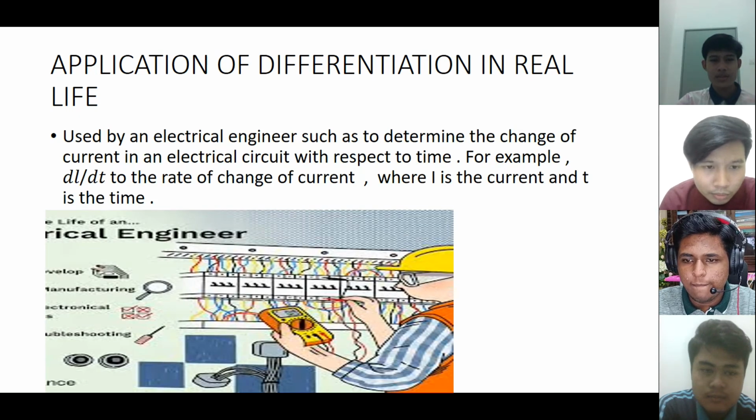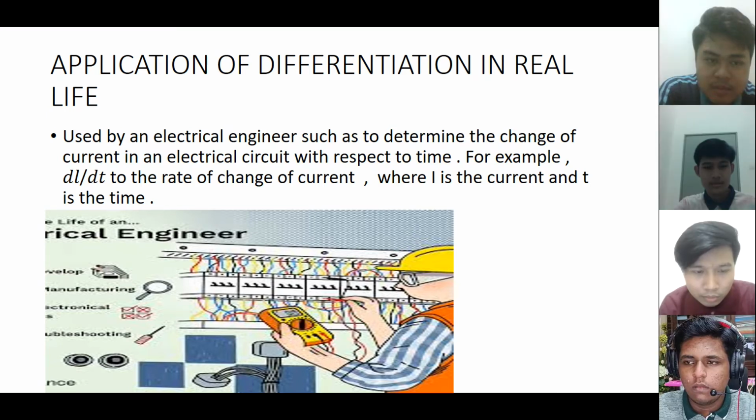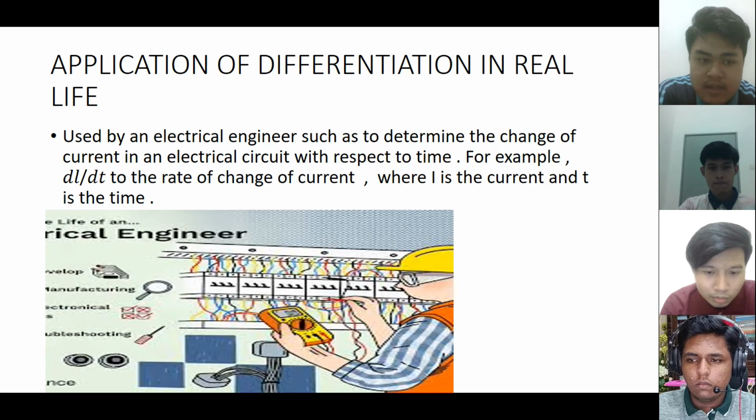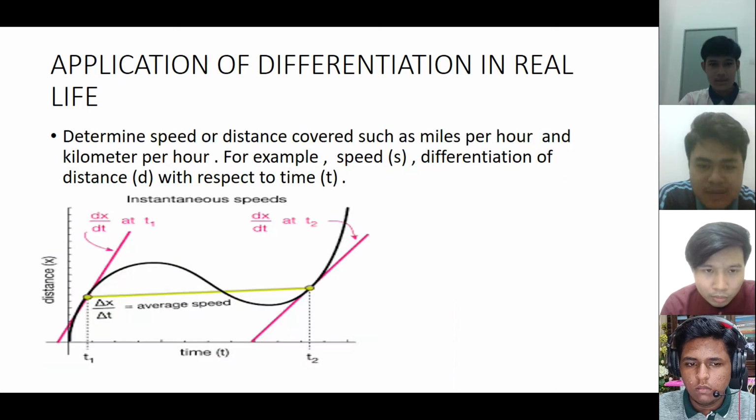Okay, Fauzan, can you tell me what other applications of differentiation in real life there are? So another example for application of differentiation in real life is used by an electrical engineer, such as to determine the change of current in an electrical circuit with respect to time. For example, dI over dt is the rate of change of current, where I is the current and t is the time.